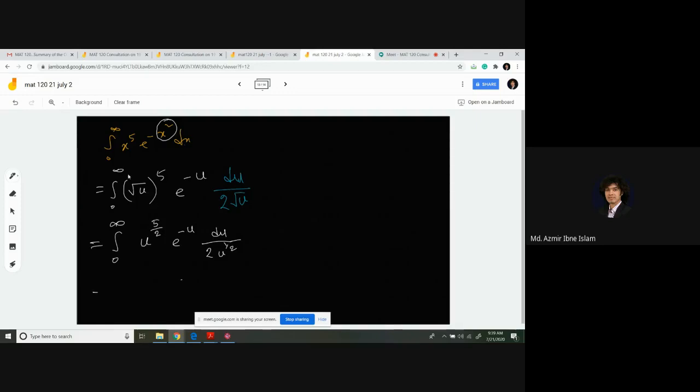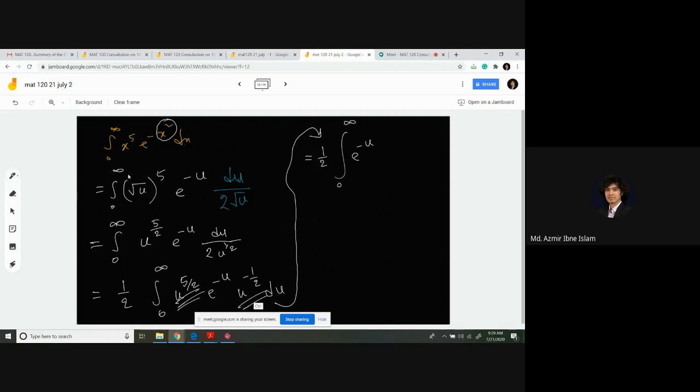So 1 over 2 is constant. Can we pull out 1 over 2? Yes, sir. And then 5 by 2, e to the power negative u. Here you can see u power 1 by 2. We can bring this one as reciprocal, right? Yes, sir. So 1 over 2. Let me write e to the power negative u first. And then you can see u to the power 5 by 2, u to the power negative 1 by 2. Can we sum up the powers? Yes.